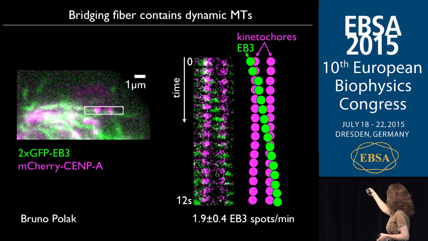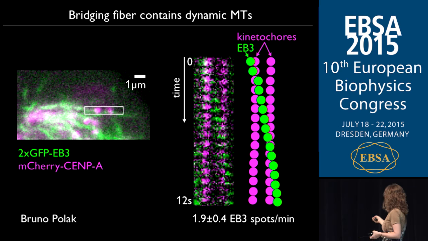So first of all, we see the kinetochores in pink, and they stay at the same place during these 12 seconds. But then we see an interesting thing, and this is this green spot which is moving. The spot arrives from the left side of the left kinetochore. It passes the region between sister kinetochores, and it exits on the right side of the right kinetochore. And we interpret this as the plus end of a growing microtubule that passed between the sister kinetochores in our bridging fiber.